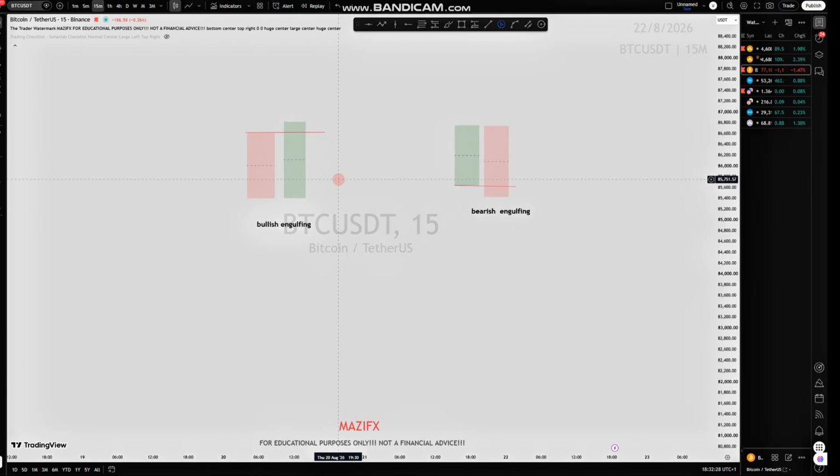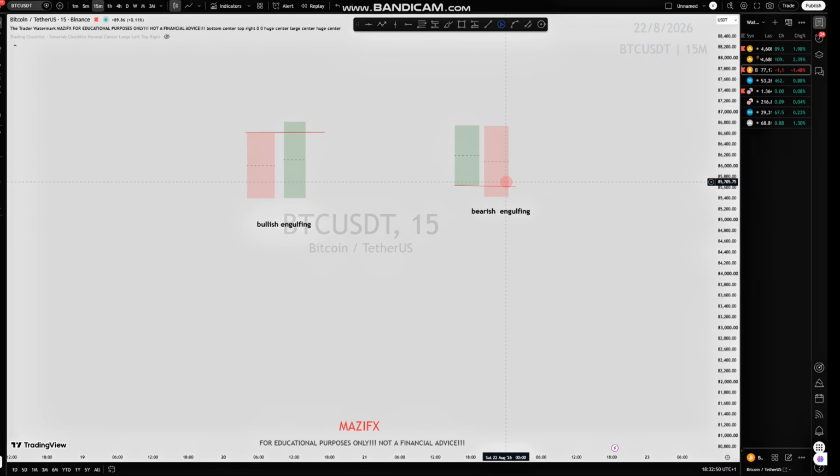This is just a scenario where power changes hands from the sellers to the buyers, bullish engulfing. Then this is a scenario where power changes hands from buyers to sellers. Now the question is, where do you make use of this? You make use of this as an entry confirmation around a demand or supply zone.